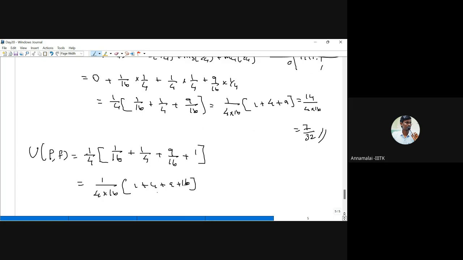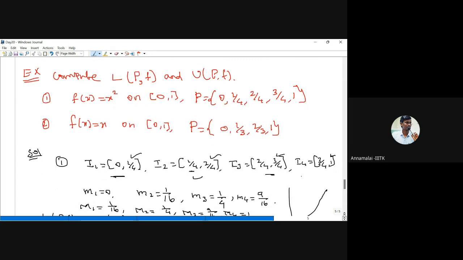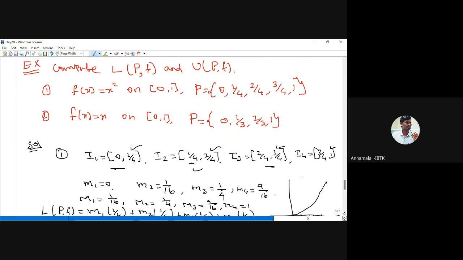So this is actually 20, 30. 30 by 4 into 16. You can cancel 2, therefore 15 by 32. So this is the upper sum for the first function f of x equal to x square, with respect to this partition 0, 1 by 4, 2 by 4, 3 by 4, 1. Similarly, you can find the lower sum and upper sum for this function with respect to this particular partition.